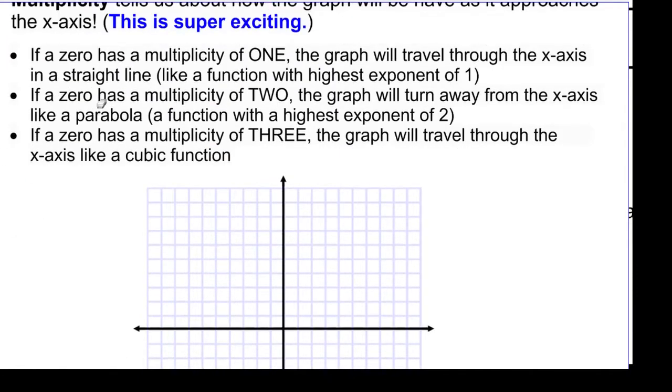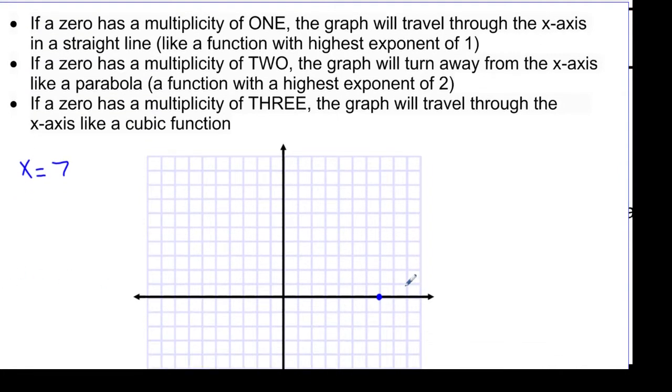If the 0 has a multiplicity of 1, and that's what we assume when we don't state what the multiplicity is, for example, here's a 0, x equals 7. Because it has a multiplicity of 1, which we know because it's not stated, I'm going to go over to x equals 7, put down a point, and I know that this is going to act like a straight line as it travels through the point.